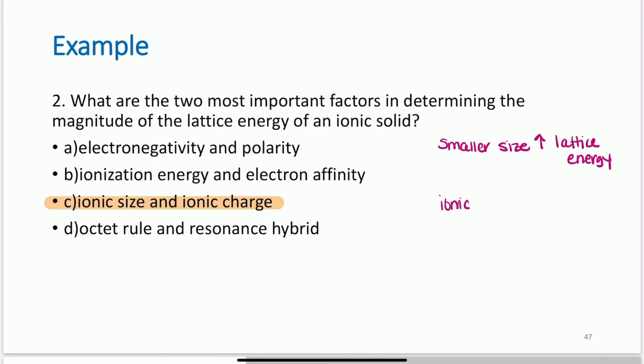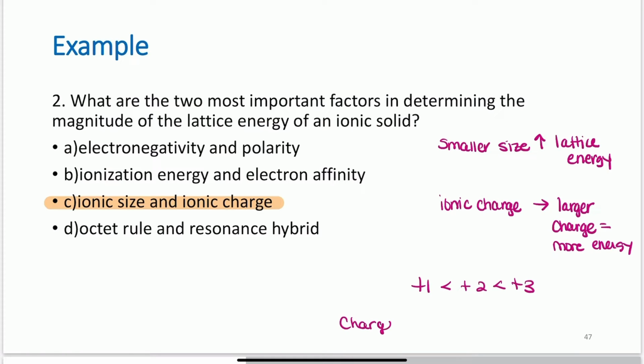In ionic charge, larger charge, more energy. So +1 is weaker than +2 is weaker than +3. Lastly, remember charge beats size. So if you can narrow it down and it comes down to either a charge or a size, the charge is going to lead to the higher energy.